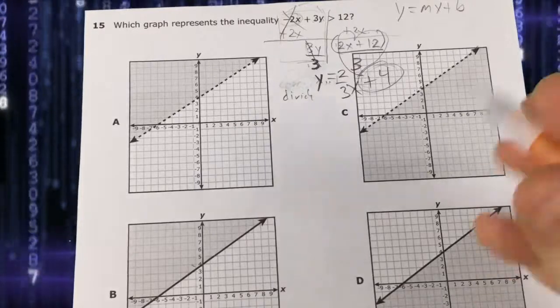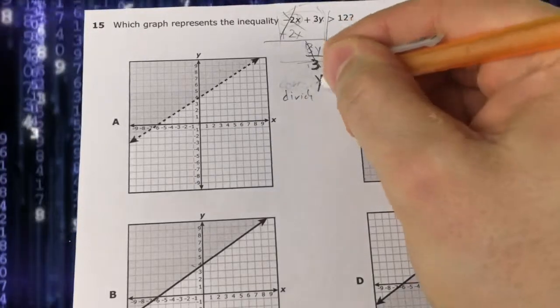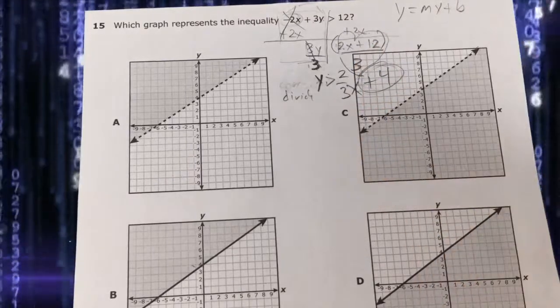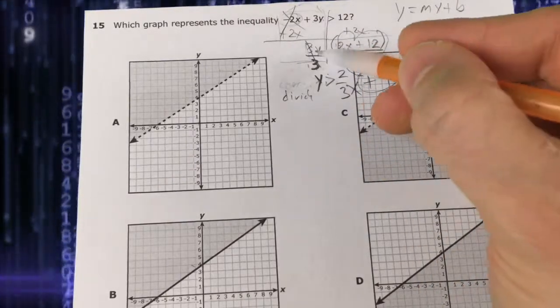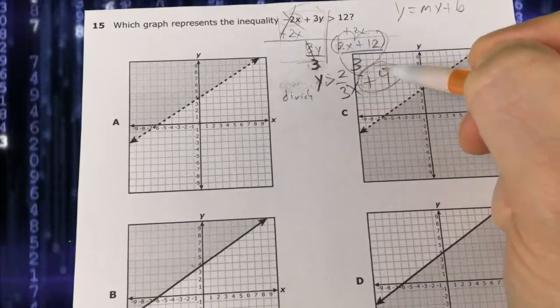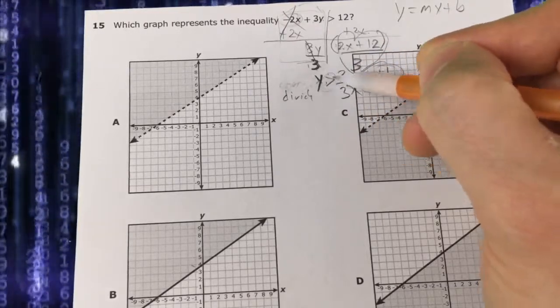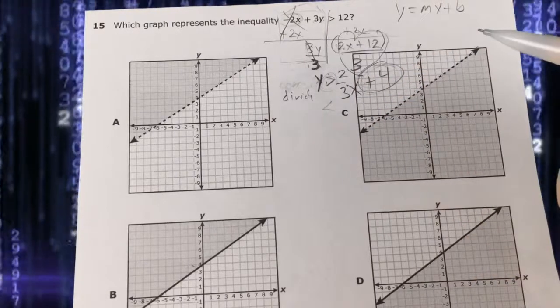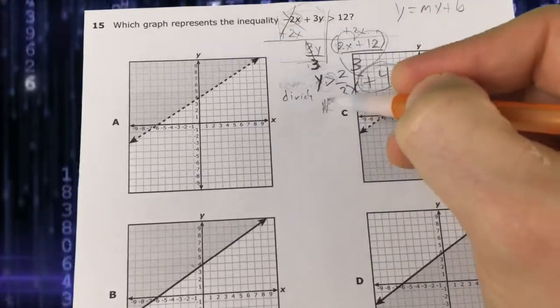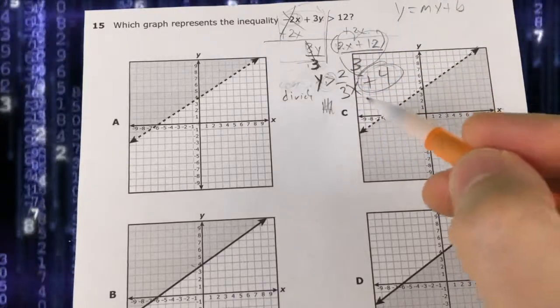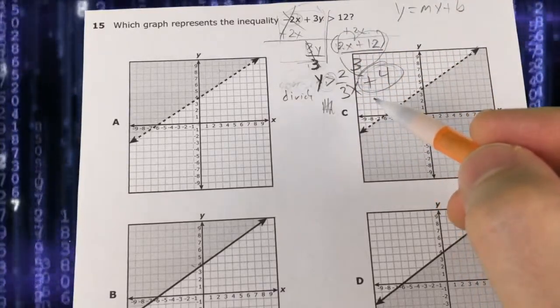What's going to help us is the fact that this is not an equation. It's an inequality. Did I divide by a negative? No, the number I divided by was positive. If I had divided by a negative, it would have flipped this greater than and made it a less than sign. That would have changed everything. But I did not divide by a negative, so my shading needs to be above.